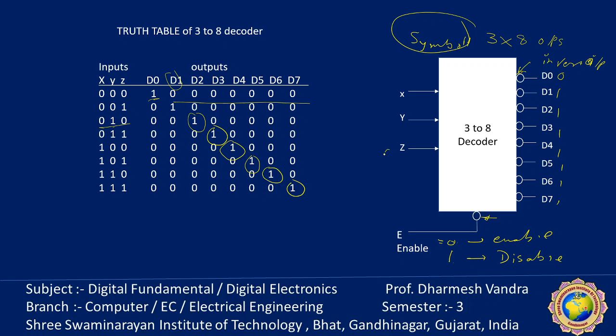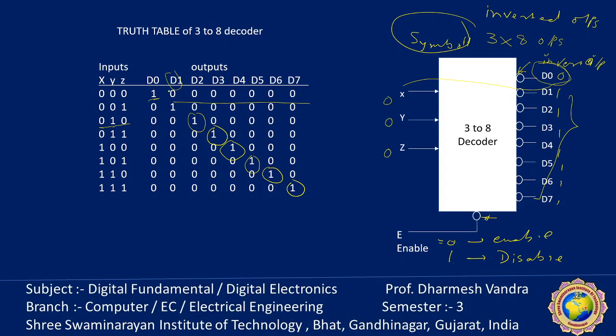And if my input is 0, 0, 0, then D0 will become 0 and all the remaining are 1, because the outputs are inverted outputs, as per the symbol.